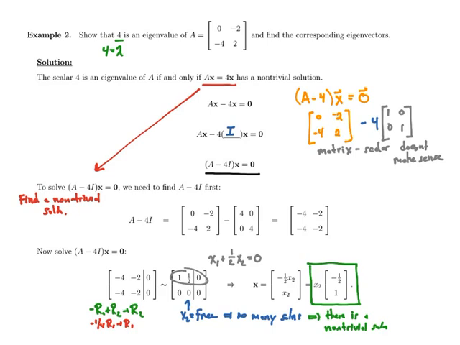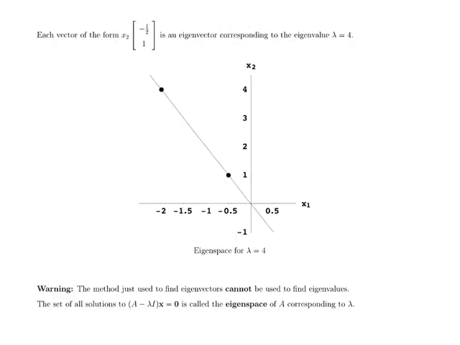So let's look at this again. Each vector of the form x2 times (negative 1/2, 1) is an eigenvector corresponding to the eigenvalue lambda equals 4. So I just want to make clear that there are infinitely many eigenvectors corresponding to one eigenvalue. That is always going to be the case.